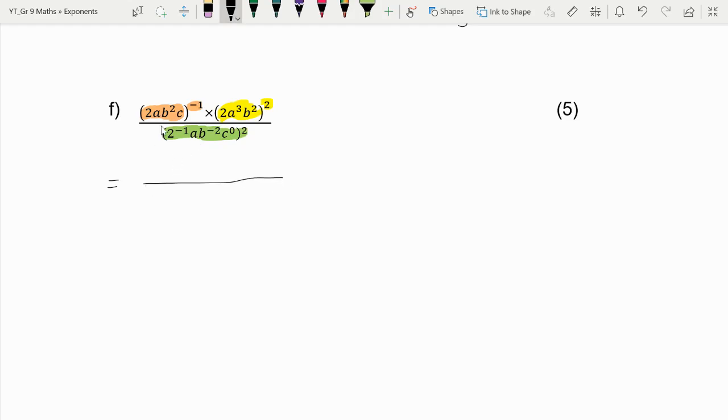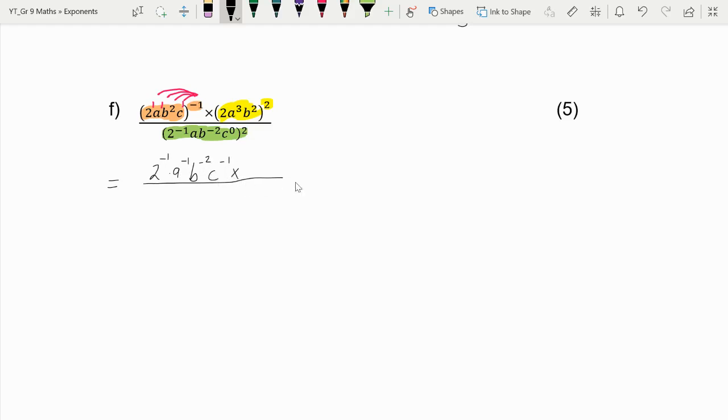For the first one, for the orange bit there, remember, we're not going to multiply an exponent with the base. It's not going to be 2 times -1. We multiply the exponent on the outside by the exponents on the inside. So that's what we're going to do. So then we're going to land up with 2 to the power of negative 1 times a to the power of negative 1 times b to the power of negative 2 times c to the power of negative 1.